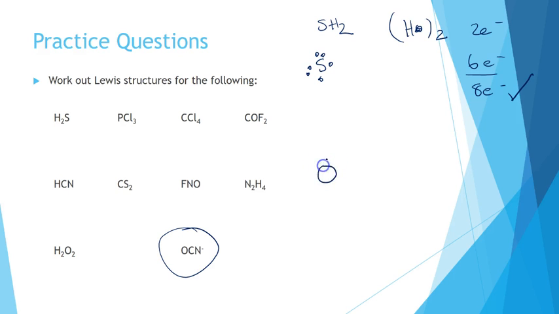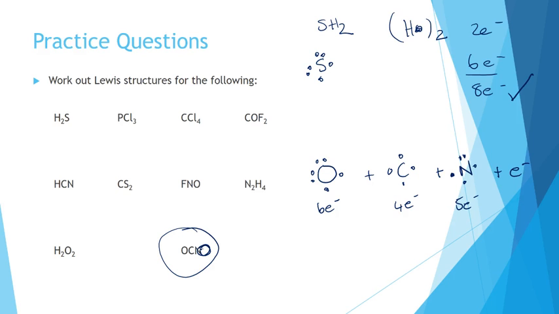So oxygen: 1, 2, 3, 4, 5, 6. So 6 electrons for the oxygen, plus carbon, 1, 2, 3, 4 electrons for the carbon, plus nitrogen, 1, 2, 3, 4, 5. And of course, remember, you can look these up on the periodic table. I just happen to remember these ones. 5 electrons for the nitrogen, and I've got 1 more electron because of this negative charge here.